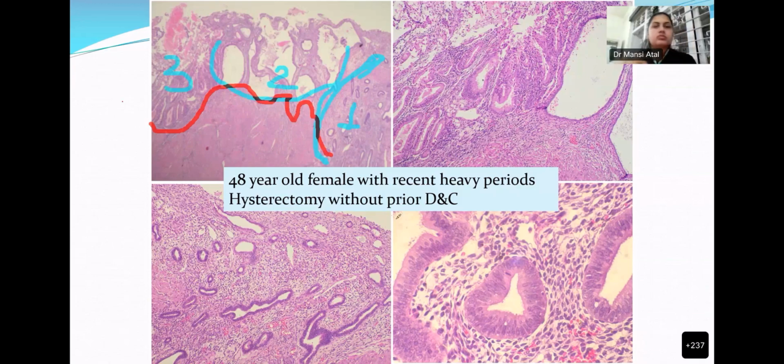Come on, Mansi. So what do you see in zone number 1, zone number 2, and zone number 3? In zone number 1, there are few glands that are smaller in size, look atrophic. In the second zone, the glands have dilated, and in the third zone, they are in back-to-back arrangement. Mansi, see how much you were able to see? But you went and described just one thing when you looked at this endometrium.